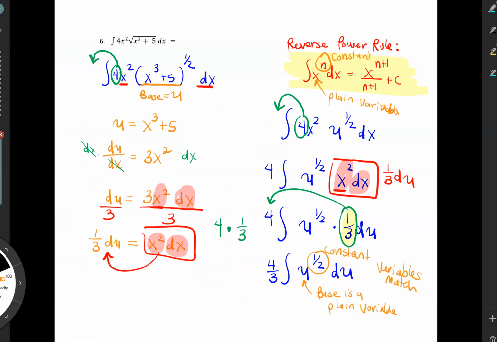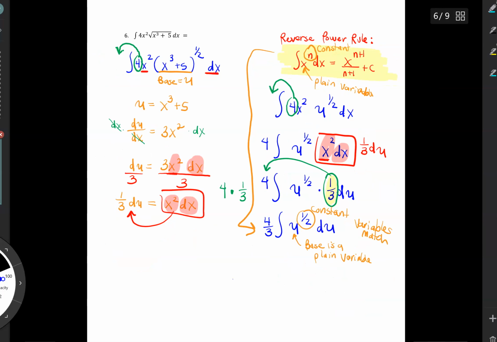Okay, now that it's all set up, now that my exponent's a constant, my base is a plain variable, my variables match, now we're ready to just apply this reverse power rule. So let's do it. So I'm going to have a 4/3. That's along for the ride, so don't forget about it. But then when I use my reverse power rule here, I'm going to do my base, increase the exponent by 1, divide that off, plus c.